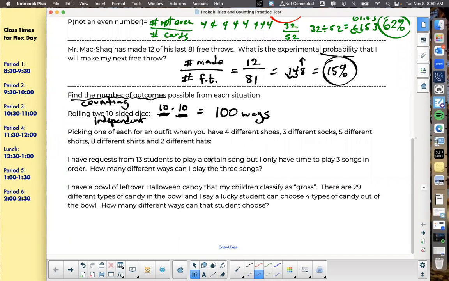Picking one of each for an outfit when you have 4 shoes, 3 socks, 5 shorts. Oh, there's a lot of clothes. I see 5 different things we're trying on, so that automatically tells me it's not permutations, not combinations, because there's 5 different things. And if it's not permutations or combinations, it has to be the fundamental counting principle. So I'm going to just multiply my number of choices: shoes, socks, shorts, shirts, hats.